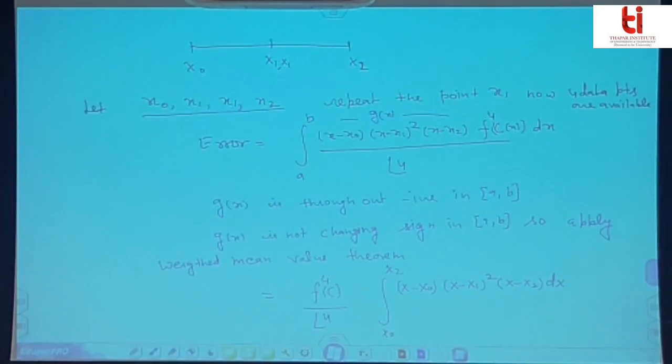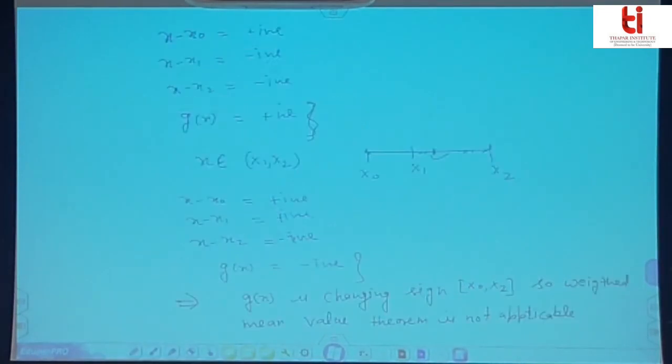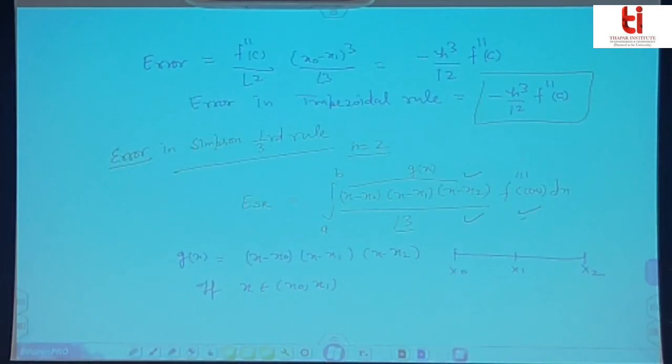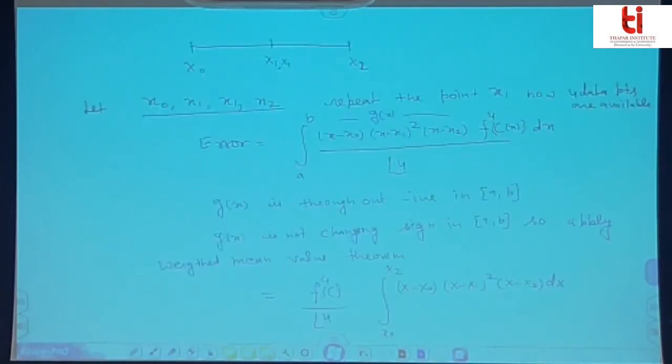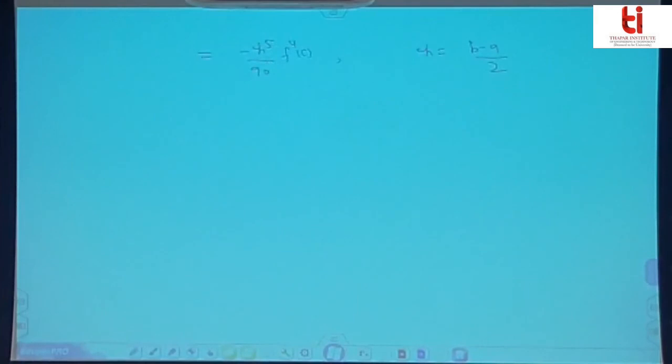One more thing here. In the trapezoidal rule, h is b minus a, so it should be clear. But what is h in Simpson rule? So the error in Simpson rule.